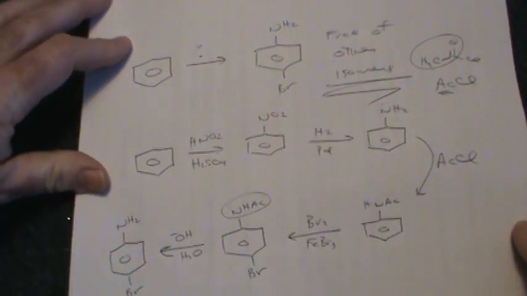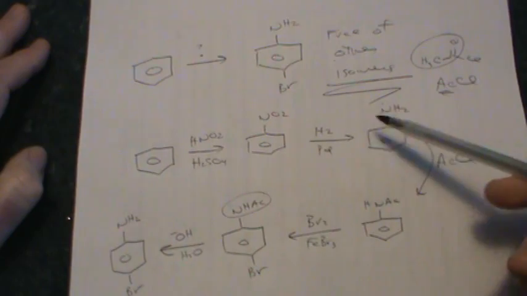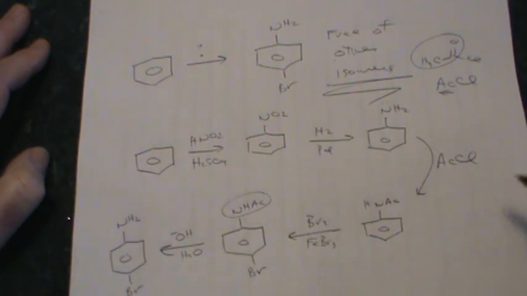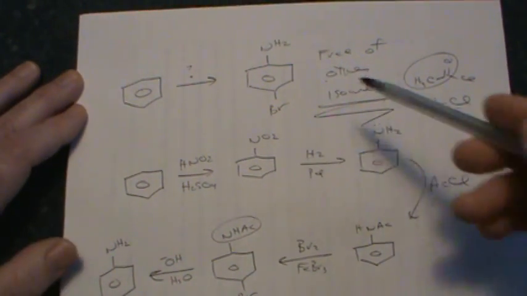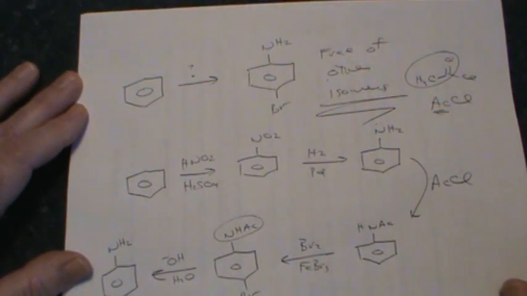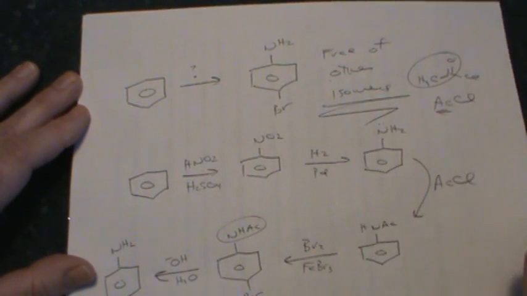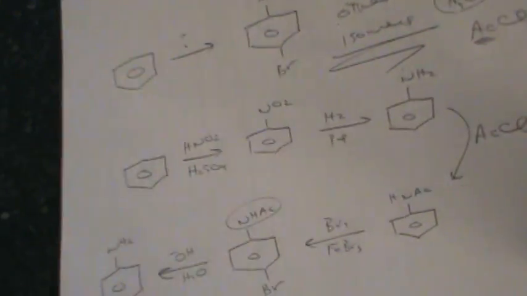So the overall synthesis was 1, 2, 3, 4, 5 steps, and it allowed me to produce the desired compound cleanly, free of other isomers, or at least as free as possible of other isomers. So that's trick of the trade number 1. And we can use that a lot. That's a very valuable trick.